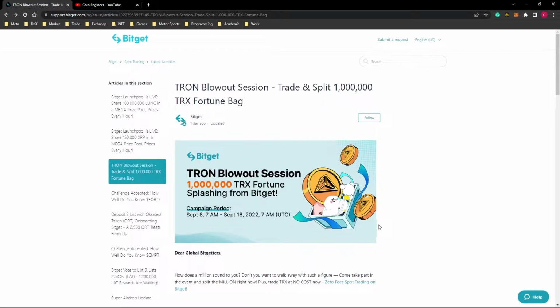Bitget announced a day ago that they would give 1 million TRX tokens away as an airdrop event for those who provide liquidity in their exchange. Tron is a decentralized blockchain-based operating system developed by the Tron Foundation and launched in 2017. The Tron software supports smart contracts, various blockchain systems, and decentralized applications.